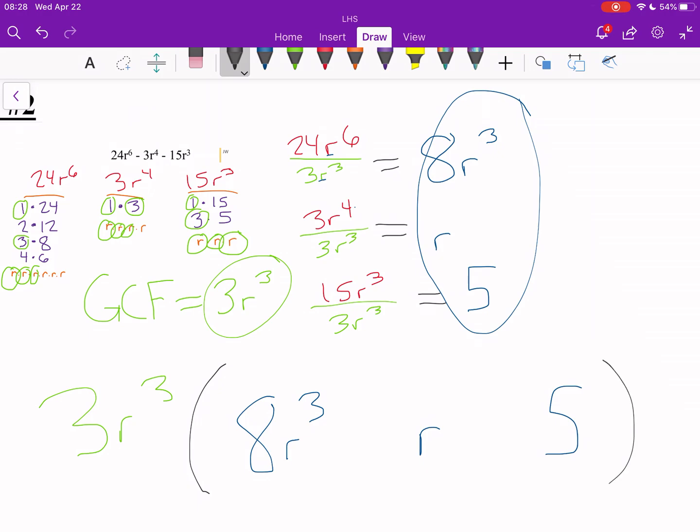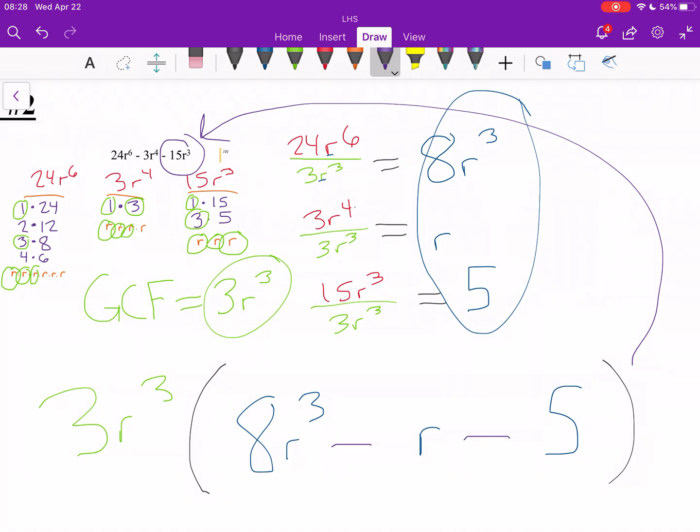Now I need to take a look back up at my original problem, those original terms, and see what the signs were on each of those pieces. So the first piece was positive, so that 8r to the third should indeed be positive. That looks good. Second piece, though, is negative, right? Negative 3r to the fourth. So I know I need to have a negative sign right there in between those two. And then the final piece, negative 15r to the third, so I know that needs to be a negative 5.